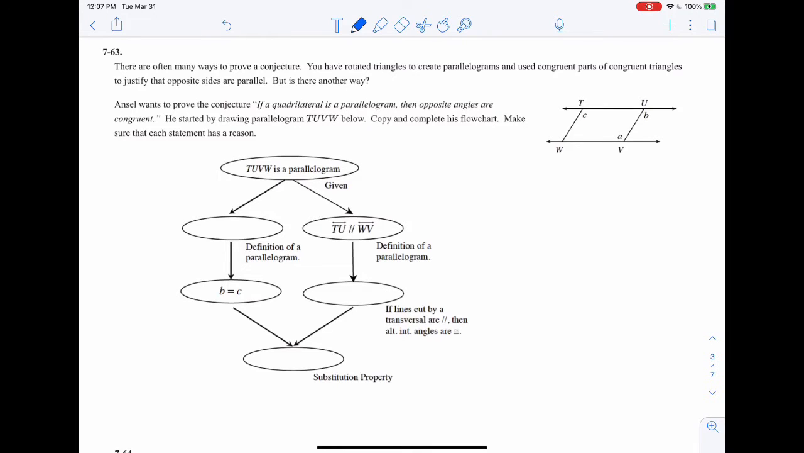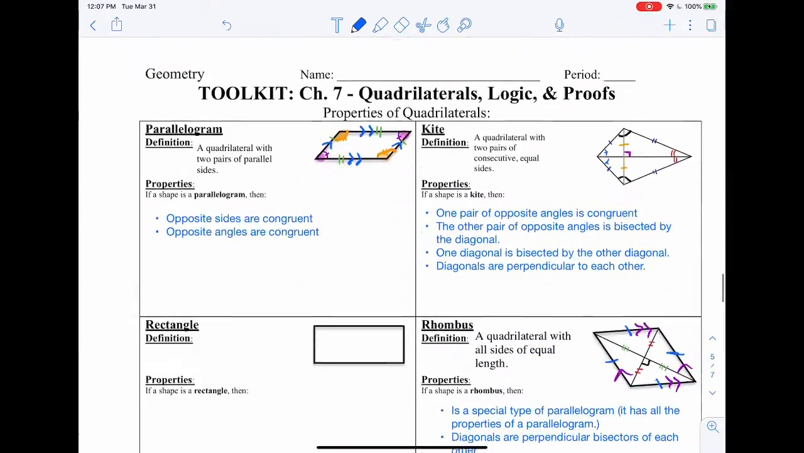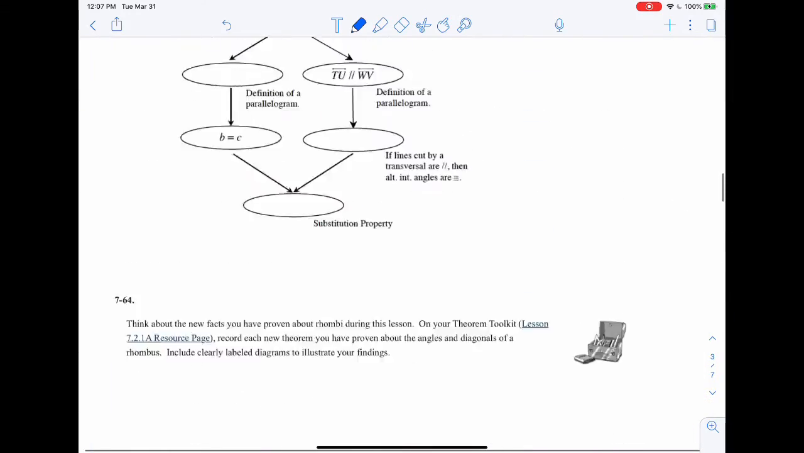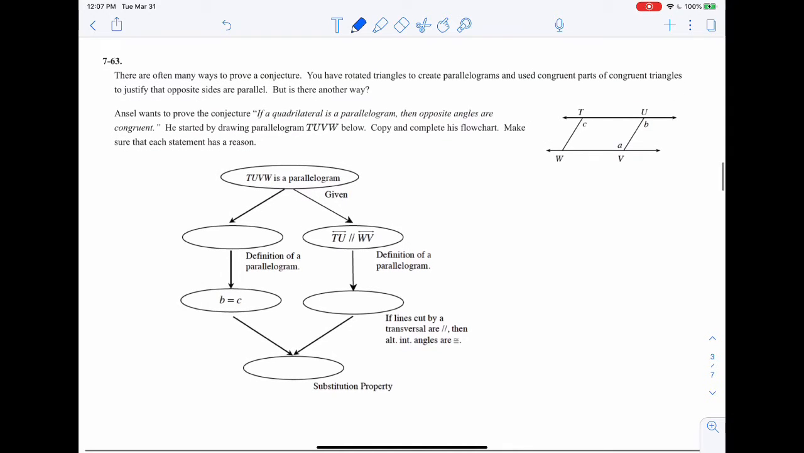So in this problem, we're completing this flowchart that proves that opposite angles of a parallelogram are congruent. You may be thinking, didn't we already prove that? We did, and you can see it on our toolkit right here, that opposite angles are congruent. But this problem proves it in another way, and it also gives you a little bit more practice with flowcharts.